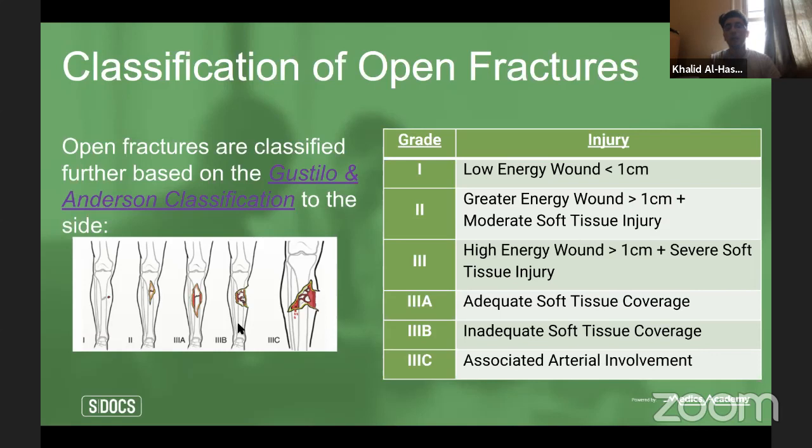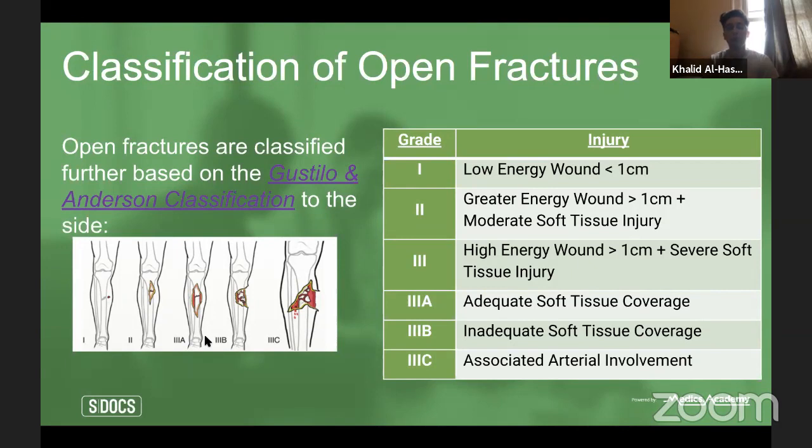3B means that there is inadequate soft tissue coverage, so the bone generally has little to no protection. And 3C generally indicates that there is associated arterial involvement, so the arterial supply within the limb has also been damaged by the fracture itself. This is important not only for grading purposes, but also because it indicates the severity of the bone fracture.